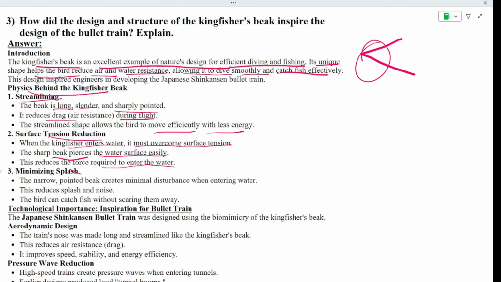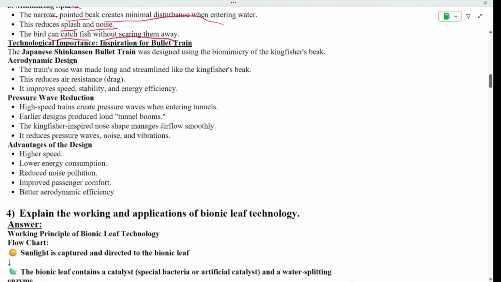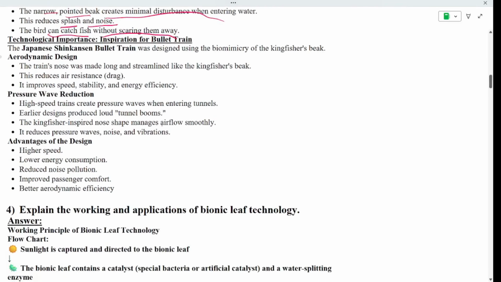Next is minimizing the splash. The narrow pointed beak creates minimal disturbance when entering the water, reducing the splash and noise. The bird can catch fish without scaring them away. Next, the technological application: the Japanese Shinkansen bullet train was designed based on the Kingfisher's beak for aerodynamic design, a streamlined Kingfisher beak. Again, it reduces air resistance, improving speed, stability and energy efficiency.